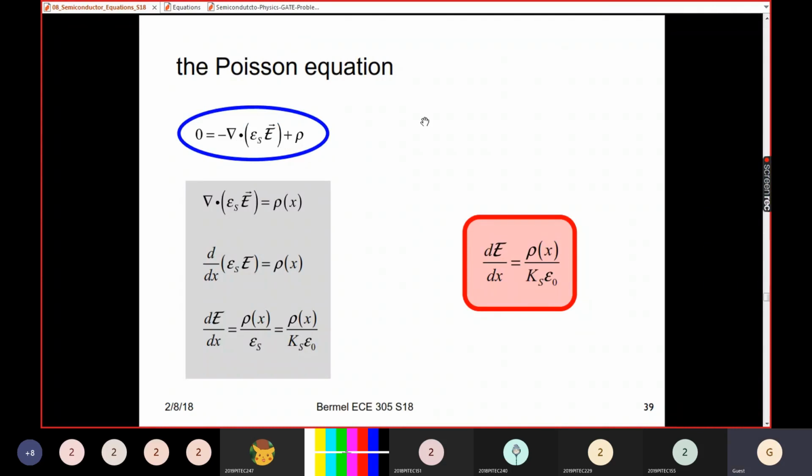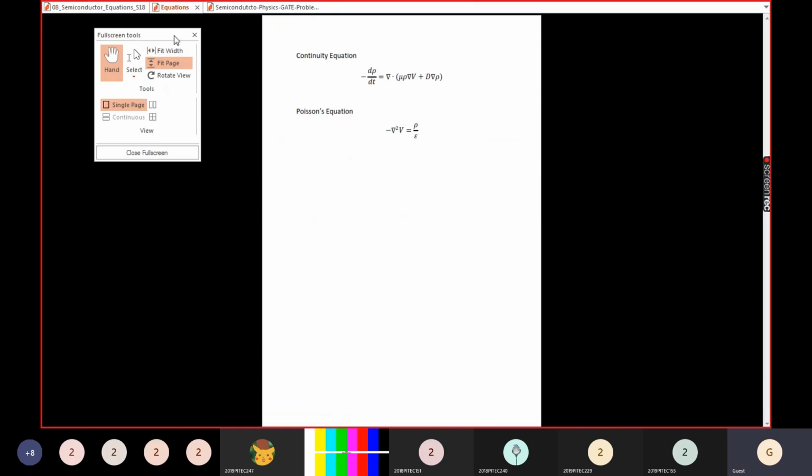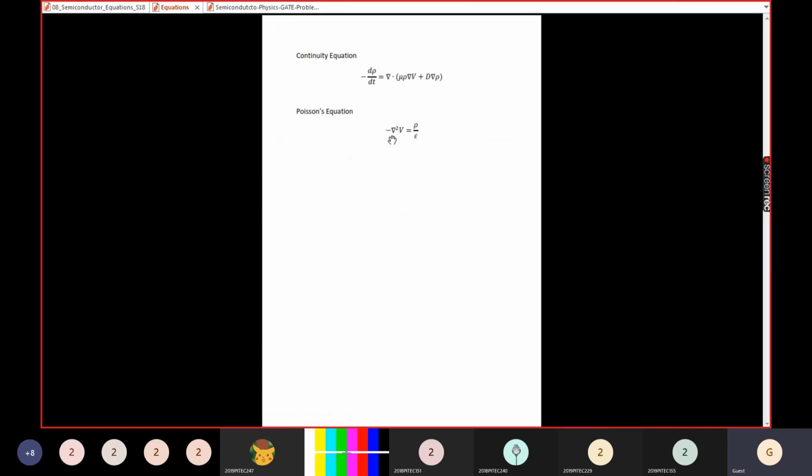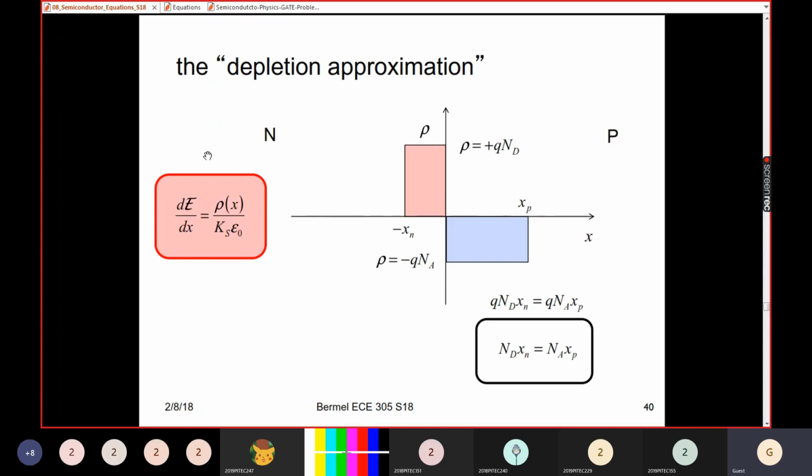So this is your Poisson. You can see I have typed it separately. I will also show you the equation separately. So you can see here this is your Poisson equation. Minus del square into V is equal to rho divided by epsilon. This is your Poisson equation. That's what they have given here. 0 is equal to minus del into epsilon s into E vector plus rho. Okay, so make a note of this Poisson equation. Remember this Poisson equation. Why are we having 0 on our left hand side? Please remember it.